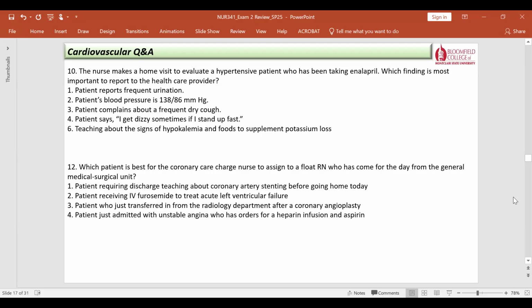10. The nurse makes a home visit to evaluate a hypertensive patient who has been taking enalapril. Which finding is most important to report to the healthcare provider? The patient reports frequent dry cough. Because that's a side effect, right?